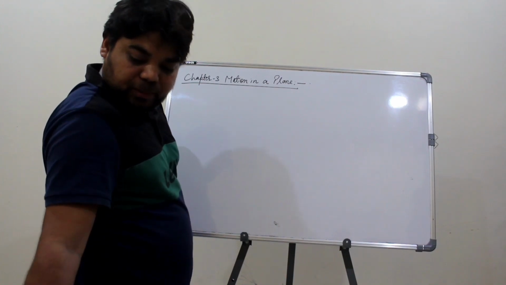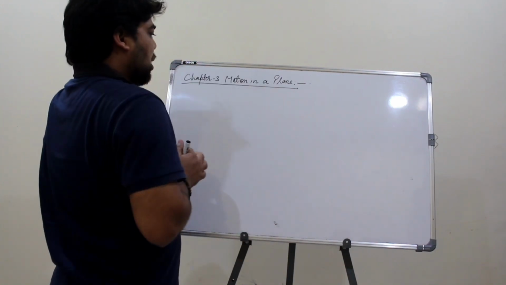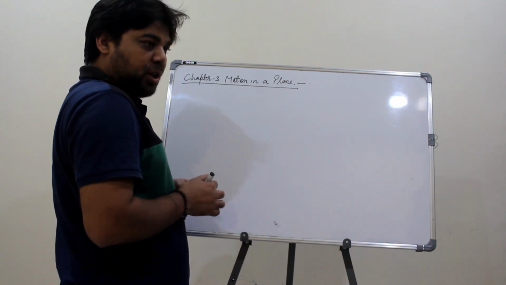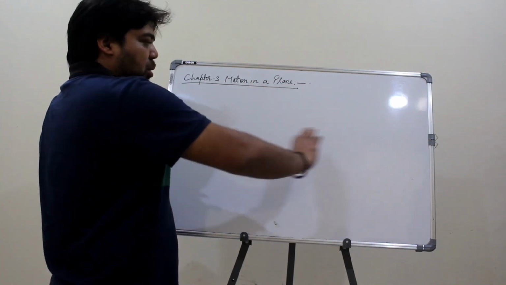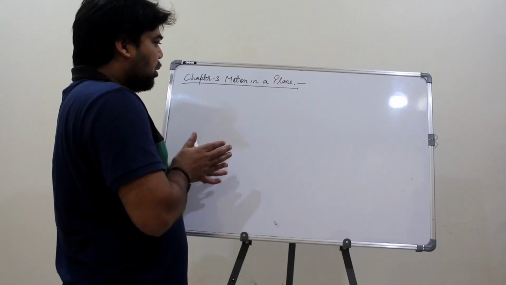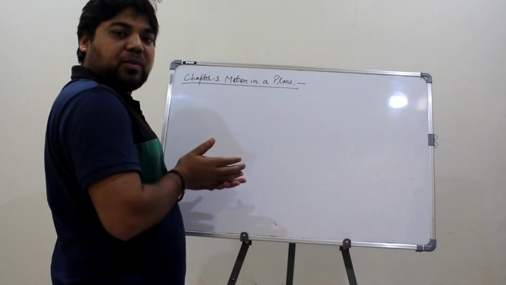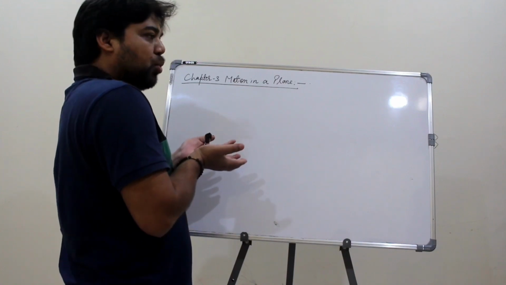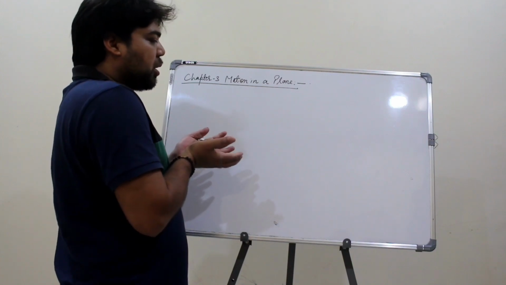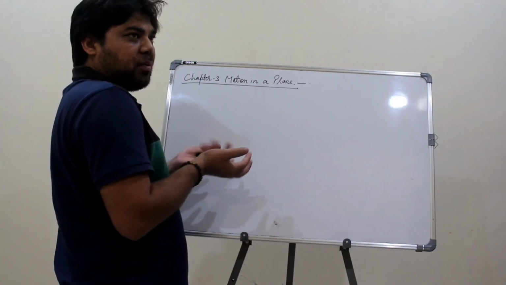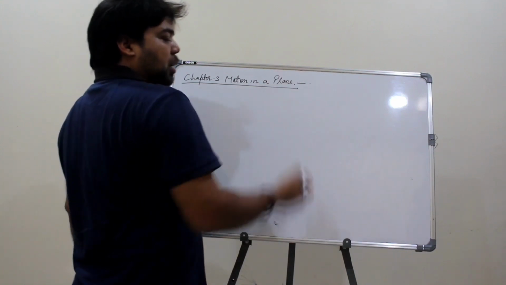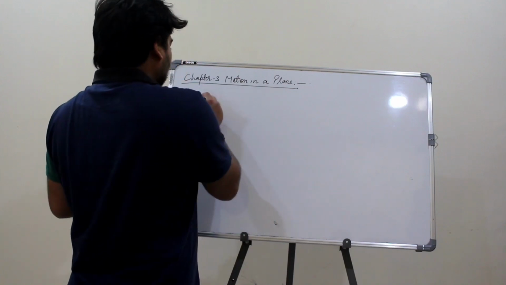Motion in a plane is just like what we studied in the earlier chapter, which was motion in a straight line. In motion in a straight line, the motion was in one dimension, and in motion in a plane, the plane is normally defined in 2 dimensions, and space is defined in 3 dimensions. So motion in a plane is a 2-dimensional motion.